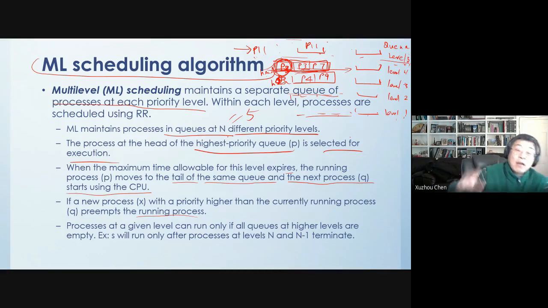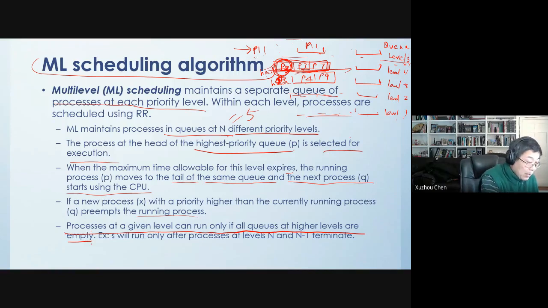So process 11 is going to take over process 3, because process 11 is in the higher level queue, which is actually currently picked. So the process at a given level can run only if all queues at the higher level are empty.